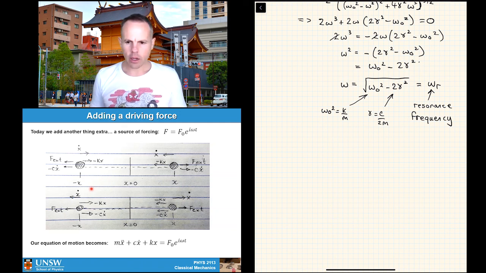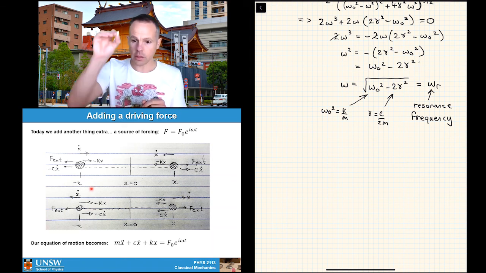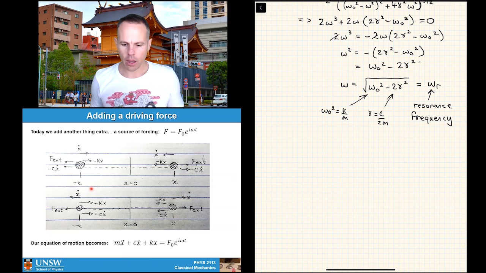Okay, so I'm going to take a quick break at this point, and then we'll come back and look at weak damping limit and strong damping limit a little bit, and some more details of what happens at this amplitude peak that we call the resonance.